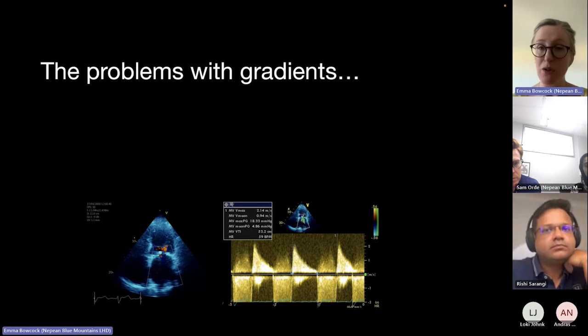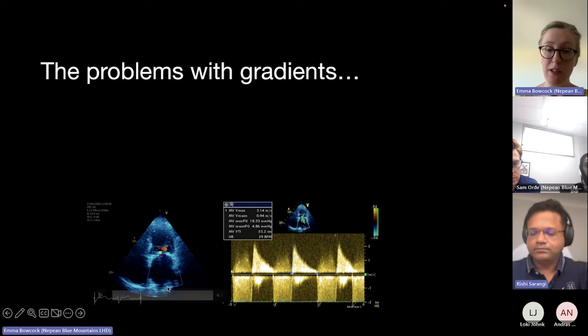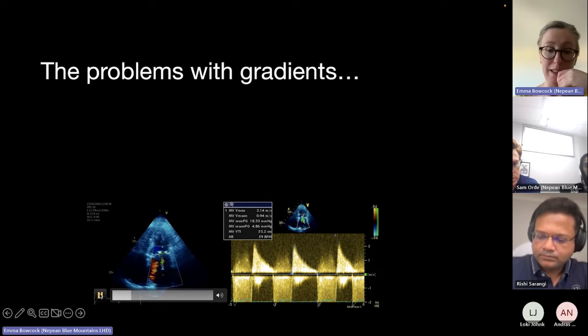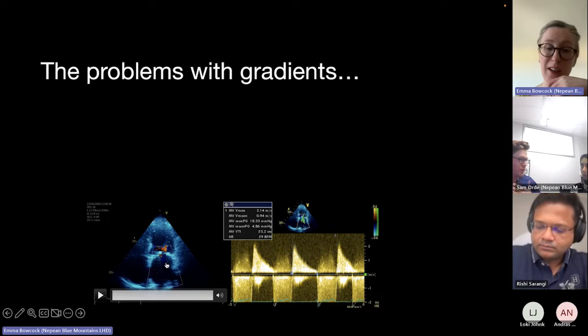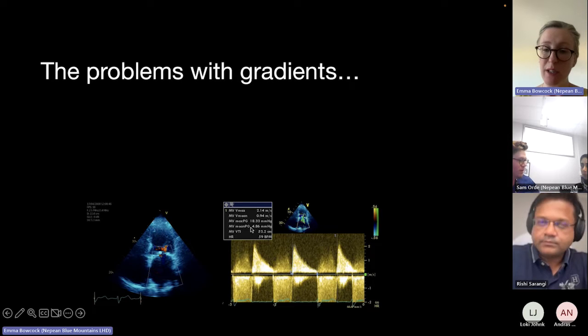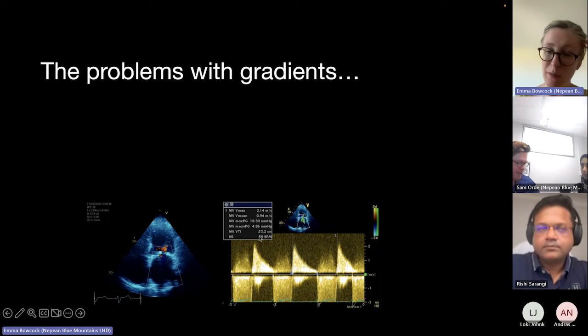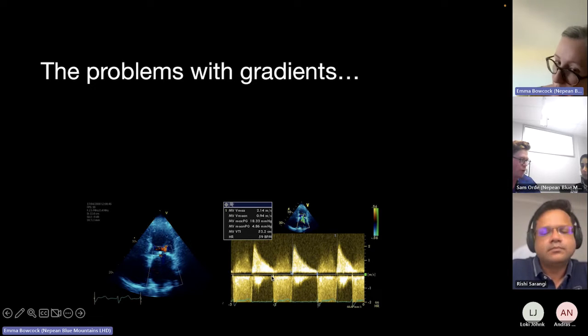So mitral regurgitation is going to increase the gradient. This patient here, I know from this case, has probably severe mitral regurgitation and not much in the way of stenosis, but the mean gradient's almost coming to 5. And probably a lot of that is coming from the increased flow from the mitral regurgitation.